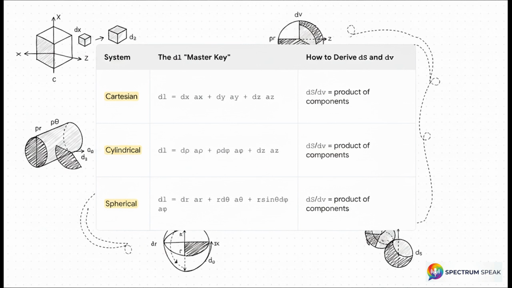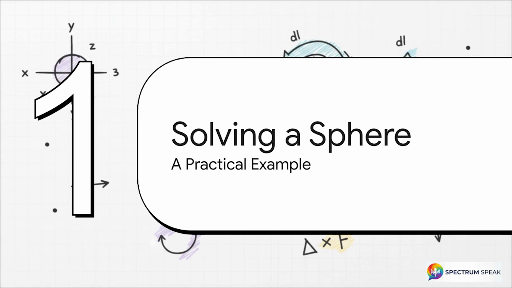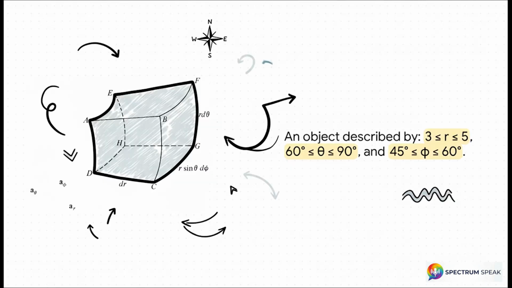It's that simple. All right, theory's great and all, but let's prove this master key method actually works on a real textbook problem. We're going to find the surface area of a piece of a spherical shell. So here's our object.